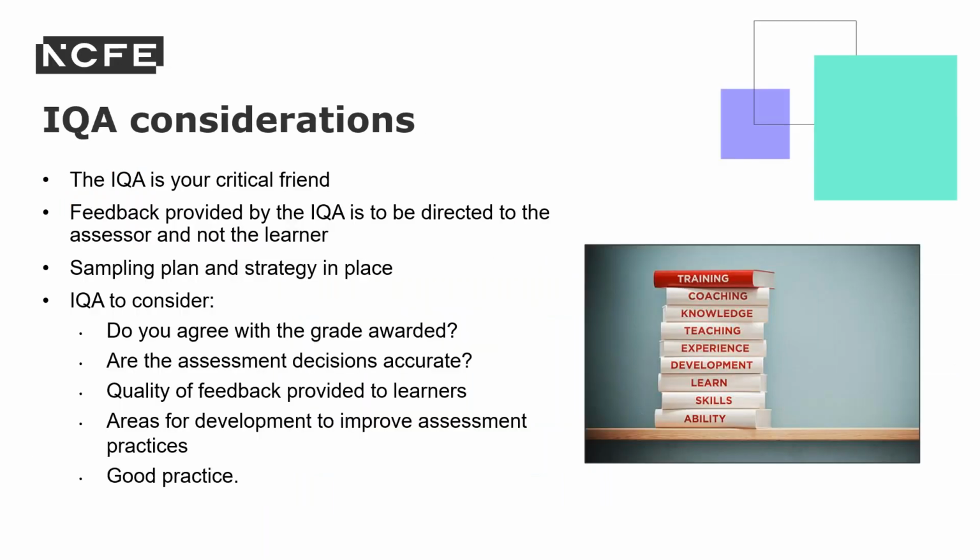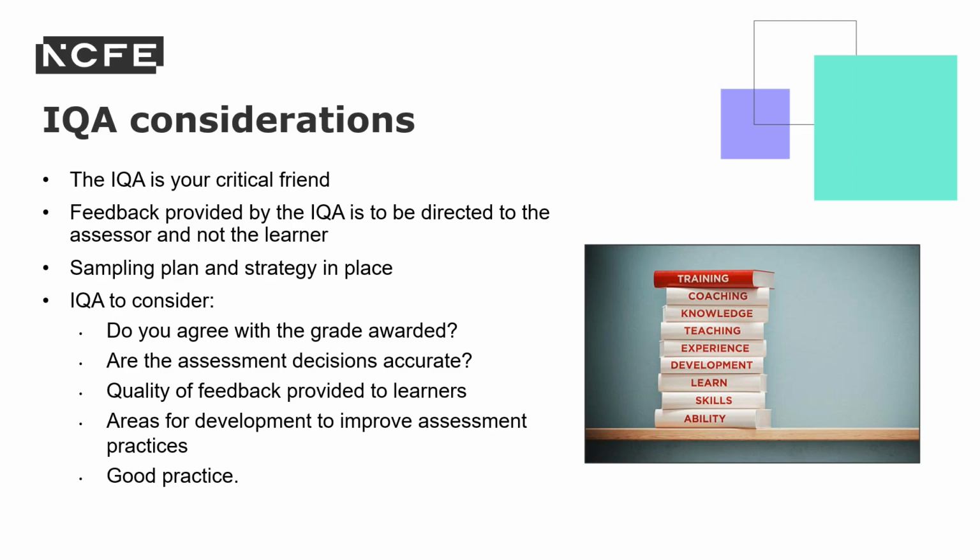Thanks, Kelly. You must think of the internal quality assurer as your critical friend, and their key role is to support and offer advice and guidance to the assessors in the centre. The feedback provided by the IQA is to be directed to the assessor and not the learner. It's to support the assessment process and is not a second marking of the work. You should have, as a centre, an IQA sampling plan and strategy which outlines the IQA activities and how it will be undertaken and completed over the 21-22 session.